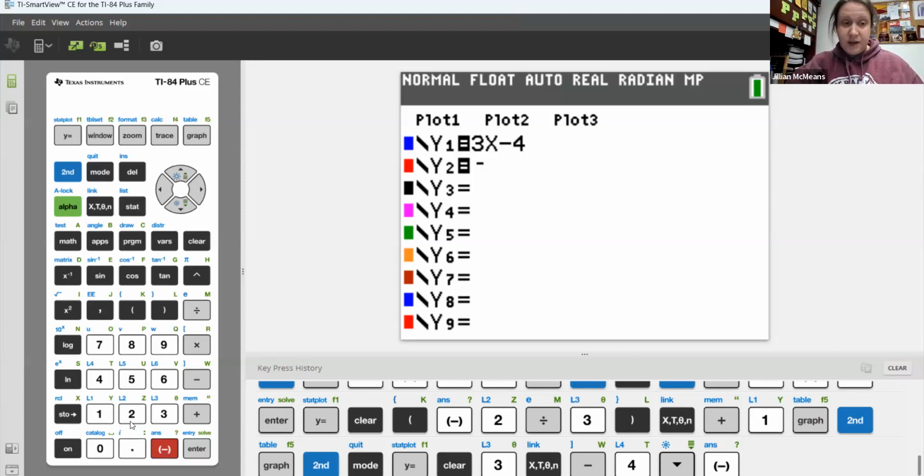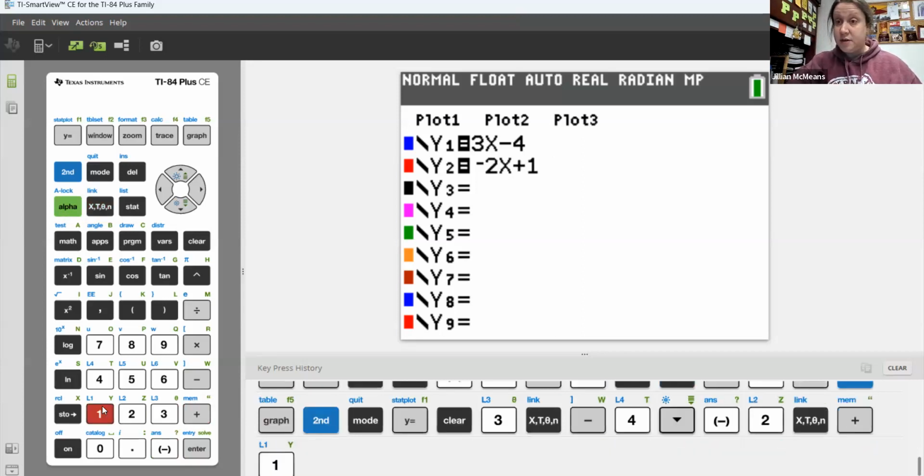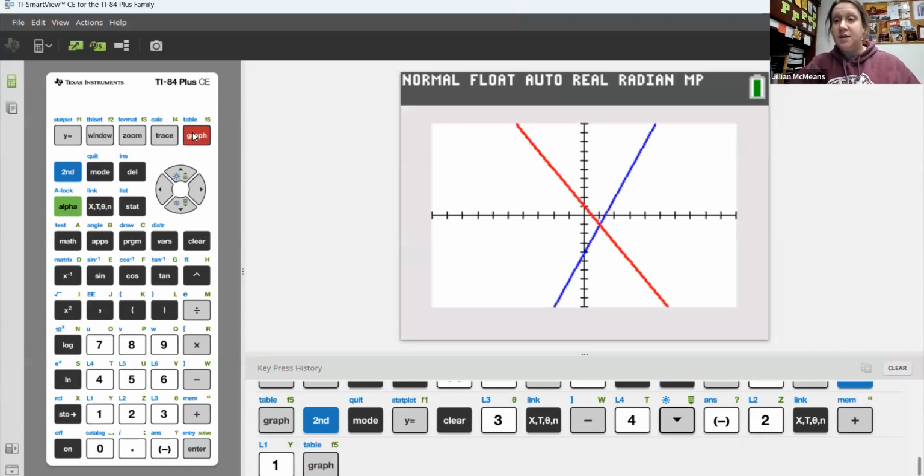So I'm going to do the negative and then 2, and then back to that green alpha button. Directly to the right of that is x, t, theta, n. That's my variable. And then I want to go plus 1. So there are my two equations. And the first thing I need to do is look at the graph of them. So this calculator graphs them automatically, which is amazing. Okay. And there you have it.